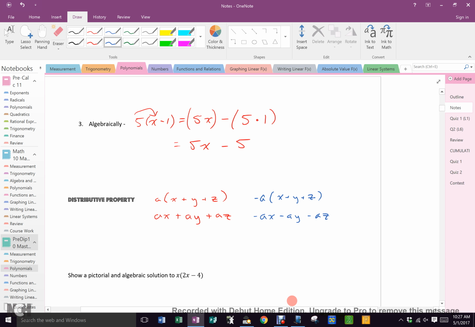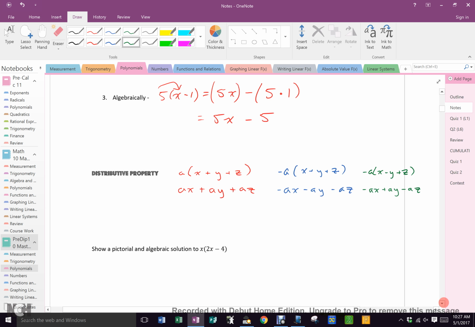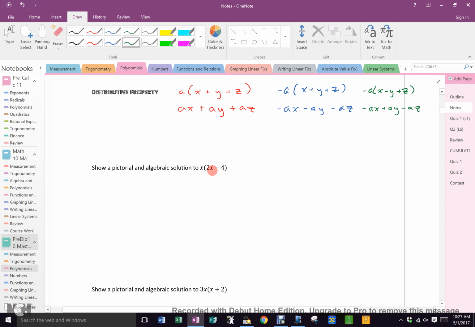What happens if it's a mixture inside? Negative a times x minus y plus z. What do I get? Negative ax, positive ay, negative az. Can everybody distribute? And I do not need to draw it, I hope. So, this question here, I am not even going to do a picture. Algebraic only.